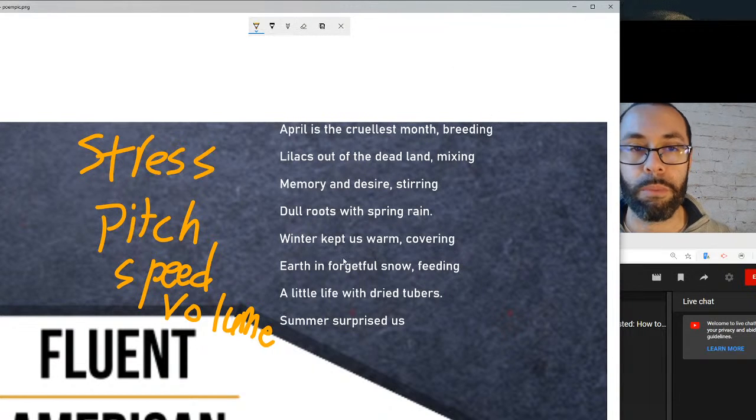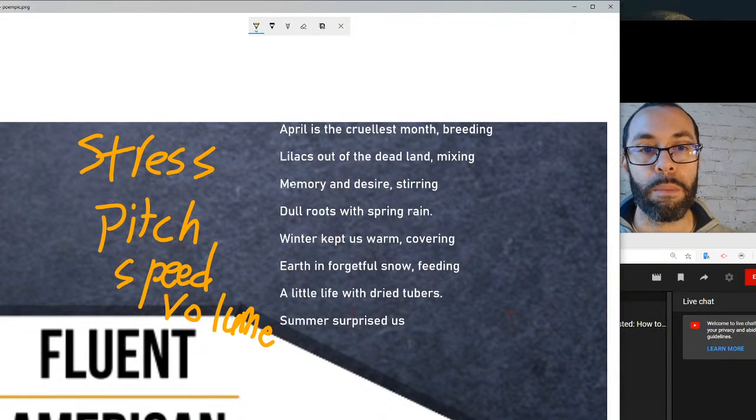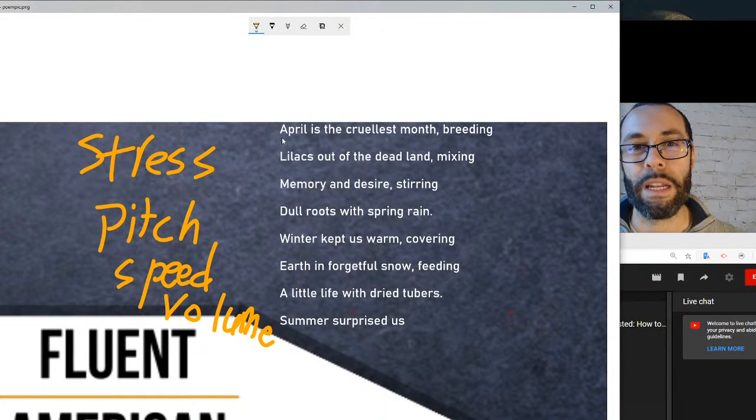Let's try to identify some key words here that we think we could stress that would engage our listeners a little bit more. Actually, even before we do that, let's read this in a way that sounds a little bit flat. What's the normal way that a lot of people read this, even native speakers? Like, April is the cruelest month, breeding lilacs out of the dead land, mixing memory and desire, stirring dull roots with spring rain. Winter kept us warm, covering earth in forgetful snow, feeding us a little life with dried tubers. Summer surprised us.